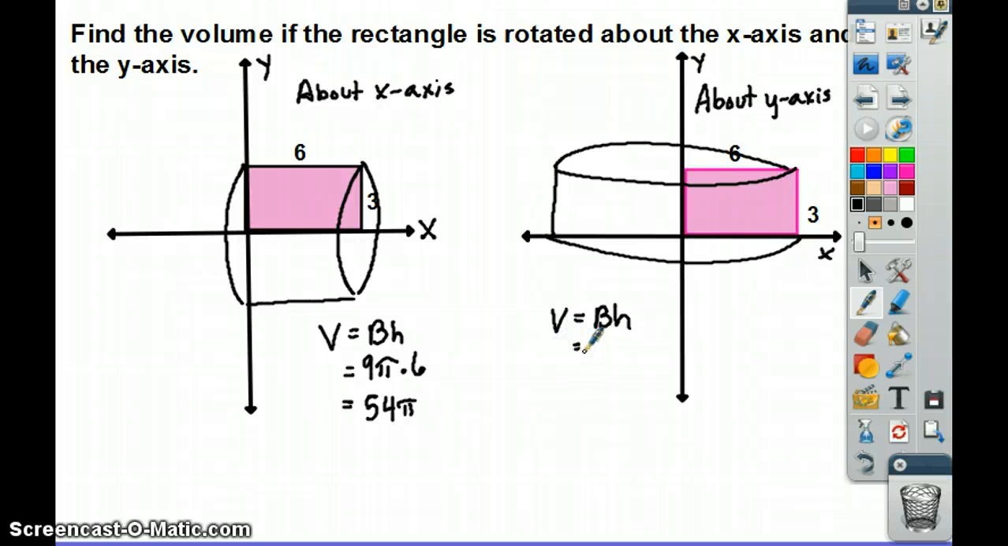Okay, this time my radius is 6. So the area of the base would be 36 pi. And my height is just this little 3 right here. Multiplying those together, 108 pi. Definitely a larger volume than the first one. Actually, in this case, it happens to be twice as big as the first volume.